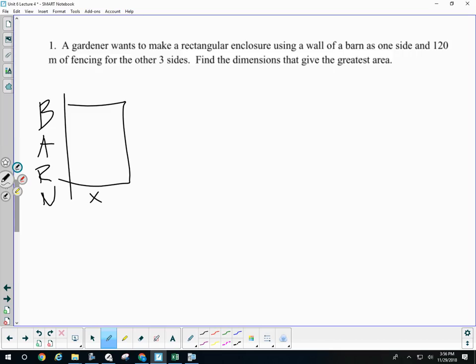The fencing. It's a rectangular enclosure. We got an X and a Y. We got 120 meters of fencing. Write down the equation that you can use that says we have 120 meters of fencing. Two X just plus 1Y is 120. Because I got barn for one of the sides.